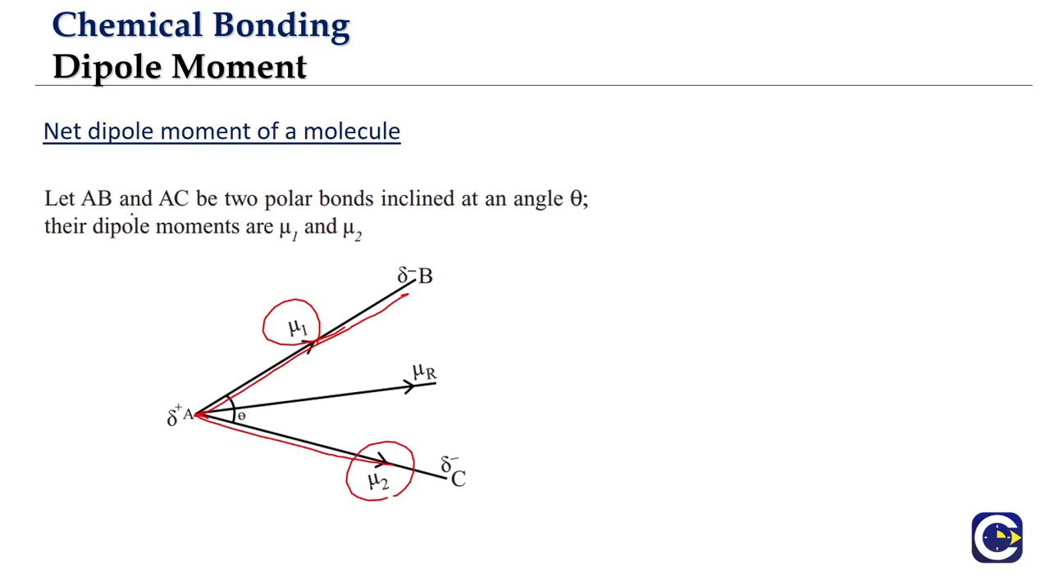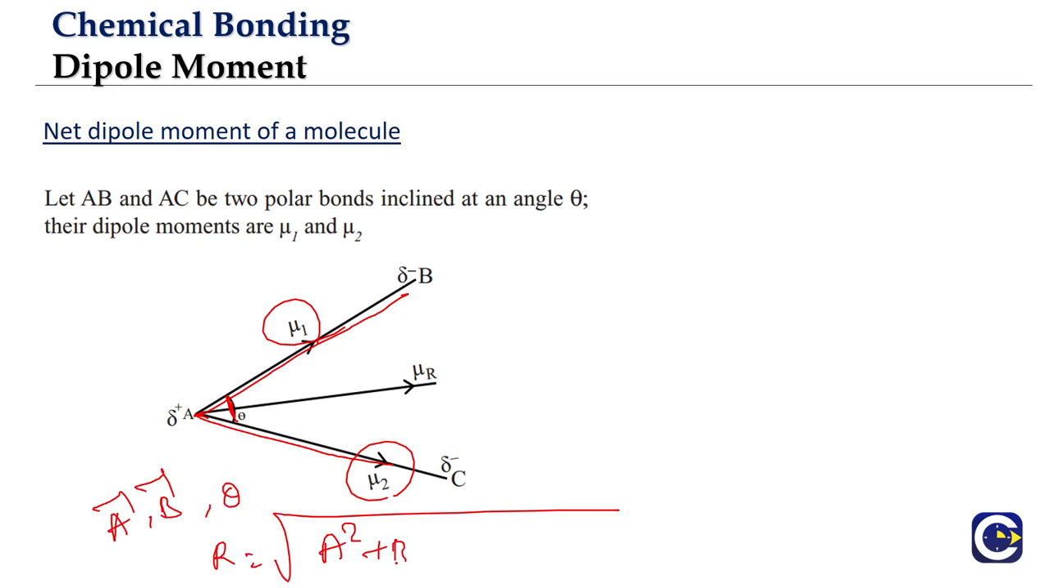If you want to find the net dipole moment or the resultant dipole moment, let us say theta is the angle between the AB direction and the AC direction. In vector physics, if you have two vectors A bar and B bar with an angle theta between them, the resultant is given by root of a square plus b square plus 2ab cos theta. This is the resultant formula for the two vectors.